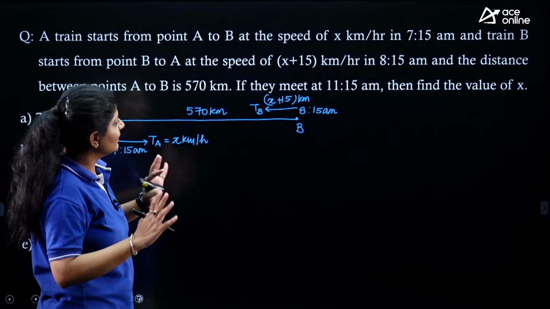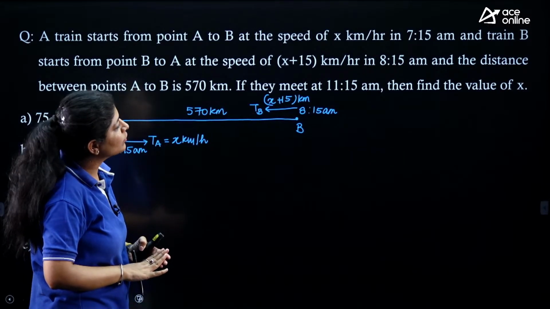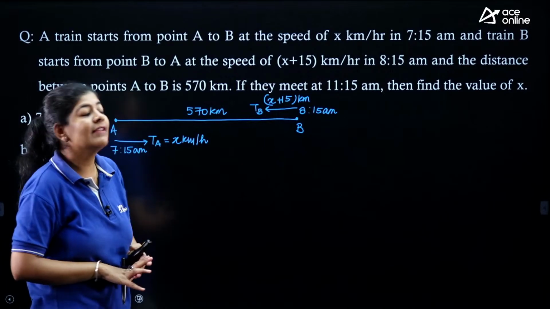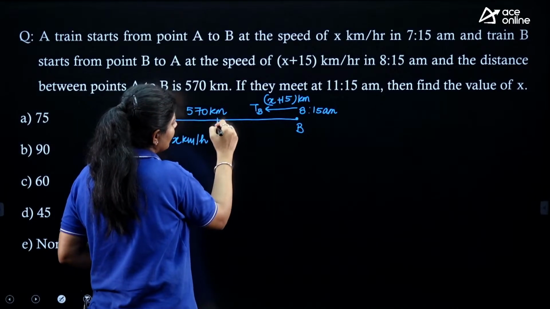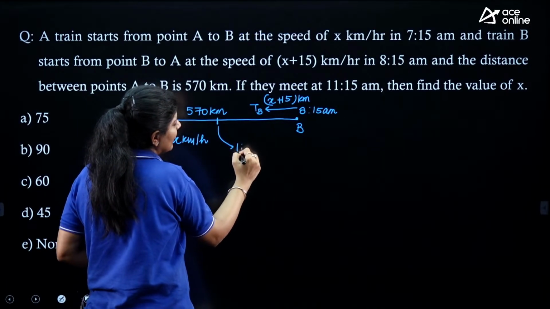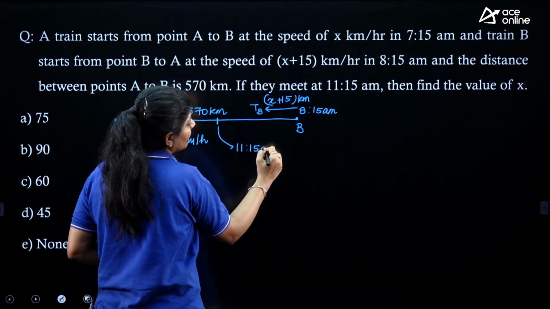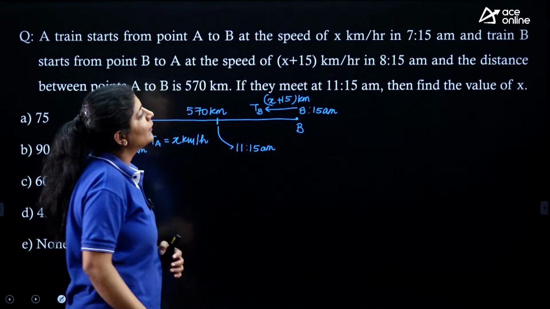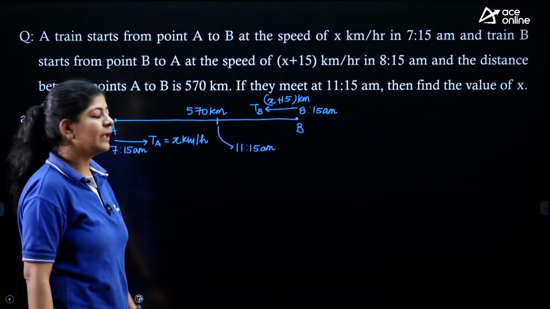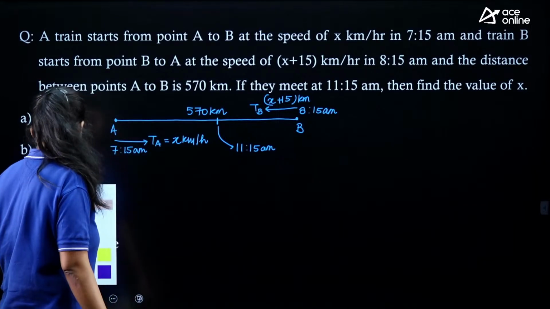But the question is also saying that both of these trains met at 11:15. Let's suppose they met at this point and they met at 11:15 am. Now with this data, we need to find out the value of x. So how are we going to do that?